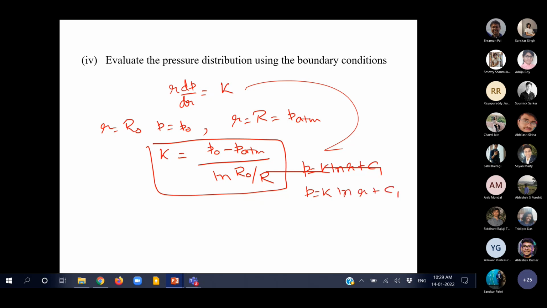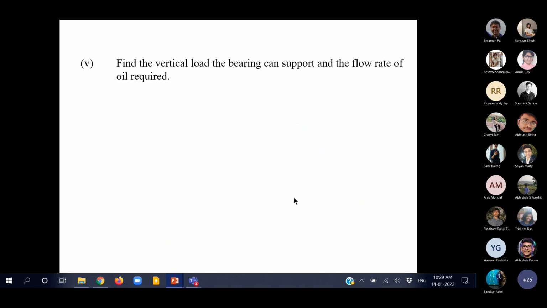And C1 can be calculated. So K can be calculated, and the expression for pressure would also be known to us. So what I have then is the pressure distribution is known to me. After this exercise, my pressure distribution is known to me. So I'm slowly moving towards finding out the load that it can support, the vertical load the bearing can support in this case.